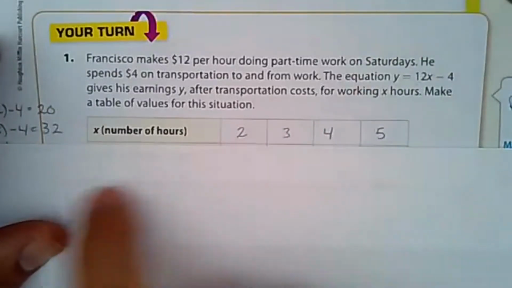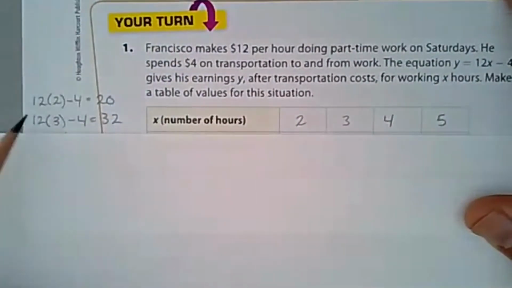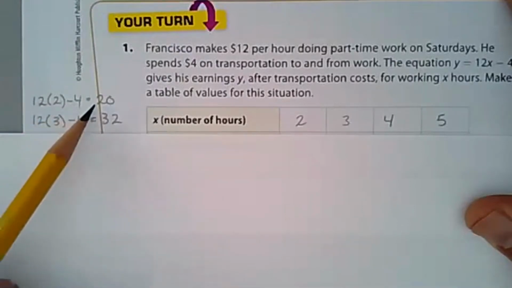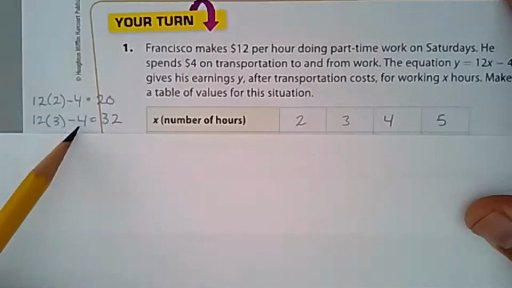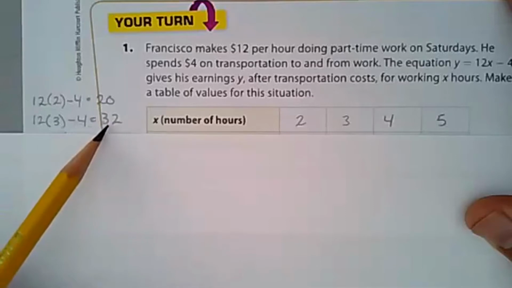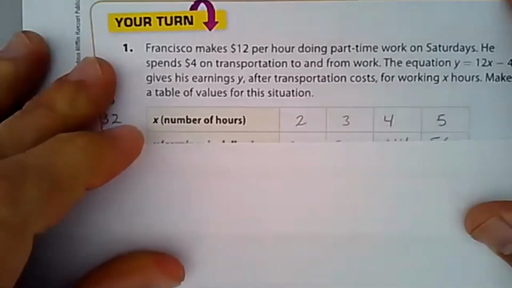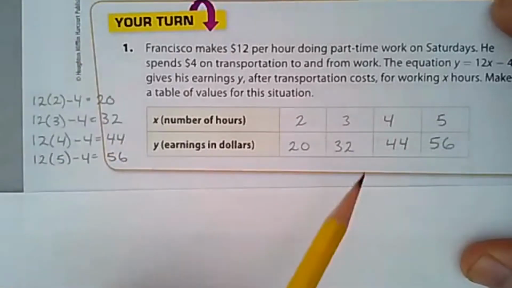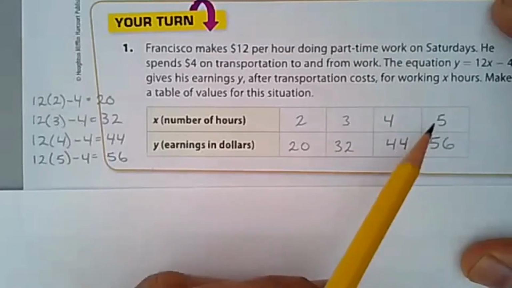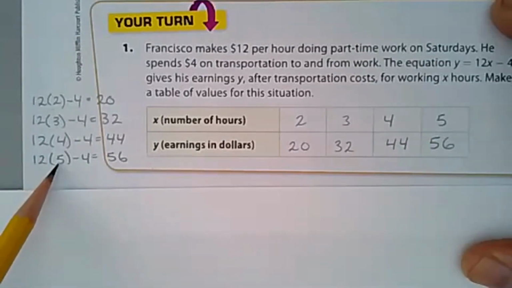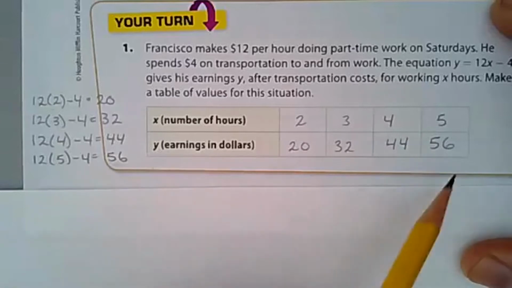And for 2 hours, I would do this. 12 times 2 is 24, minus 4 is 20. And 12 times 3 minus 4, well, that's 36, minus 4 is 32. So he'd make $32 if he worked for 3 hours. And that's what the rest of my table is here. For 4 hours is $44. For 5 hours, it's 12 times 5, which is 60, minus 4 is $56 he would make.